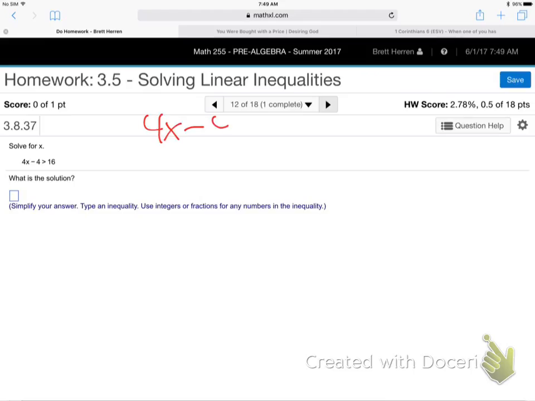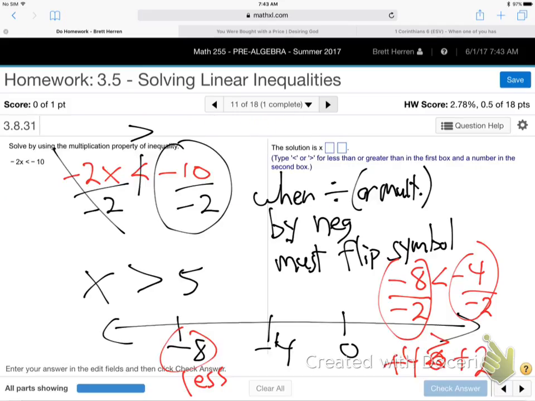So 4x minus 4 greater than 16. Before you move to that, could I ask one more question on the last one? I don't think you need to go back, but if you have 2 negatives on both sides, then that's when you have to flip. You couldn't do it if one was positive and one was negative. You wouldn't have to flip the sign, right?